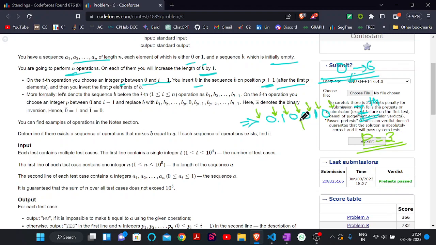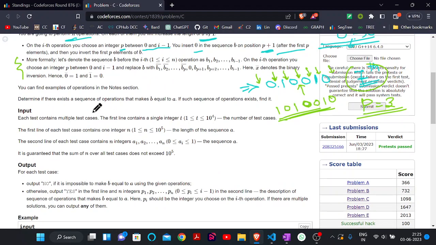So we will be inserting 0 here, and the right side sequence will remain the same. So that will be 0, 1, 0, and the left side sequence will be inverted, so that will be 1, 0, and 1. So this is the sequence B which we will get after the seventh operation. Now this is the basic idea of how we are going to perform the operation.